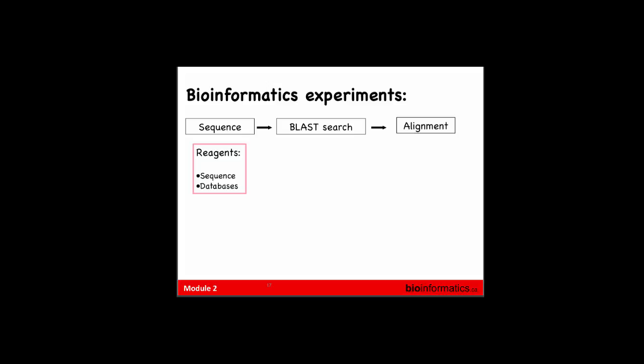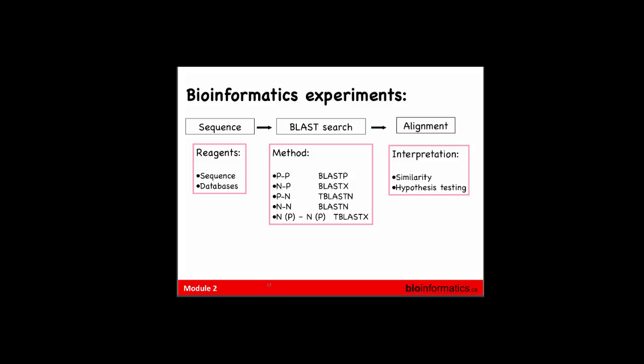But think of the sequence as the reagent: the sequence it came from, the database you're using. Think of the BLAST search itself as a method. So which one are you doing? A protein-protein BLAST, or a nucleotide-protein or protein-nucleotide? And think of the alignment as the interpretation, looking at similarities and hypothesis testing. So you have to know your reagents, you have to know your methods, and you have to do your controls.